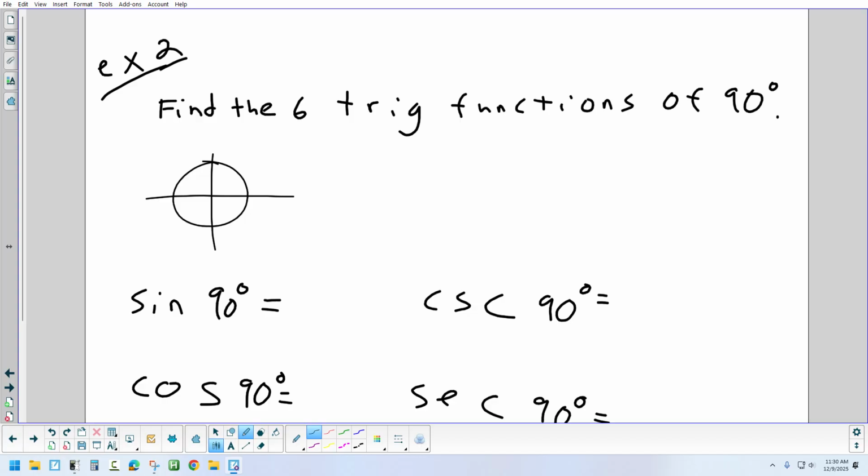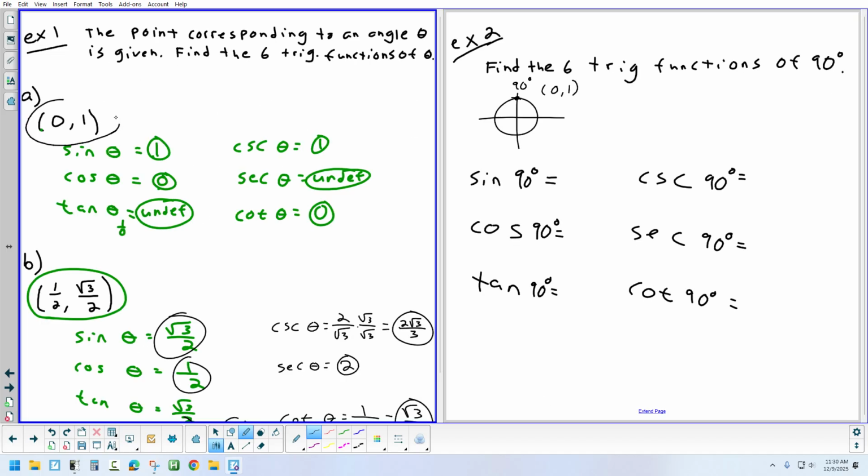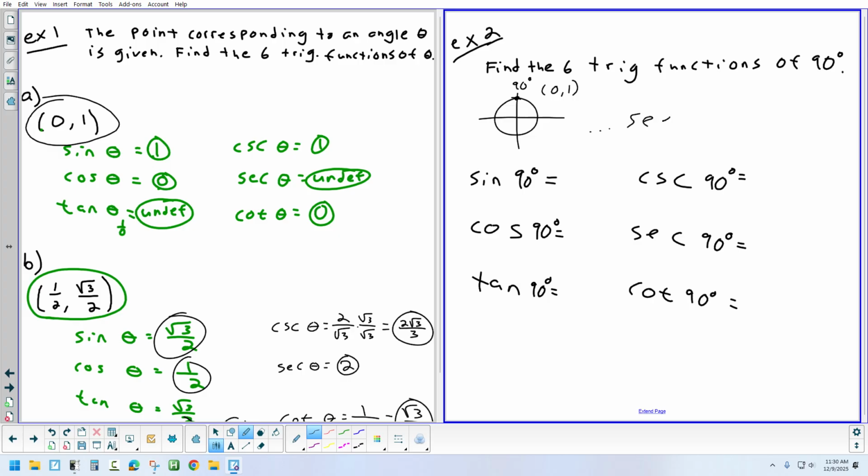Hopefully for 90 we can start to memorize it. Where's 90 on the circle? Yep, it's right at the top. And what's the coordinate at the top? 0, 1. So now we're doing the 6 trig functions, and we're using the coordinate 0, 1, but we already did that. So example 2 is the same as example 1a. Same thing. Any question why it's the same as example 1a? The only extra step is they gave you the angle. You had to figure out the coordinate, but then you'd go through all the same steps.